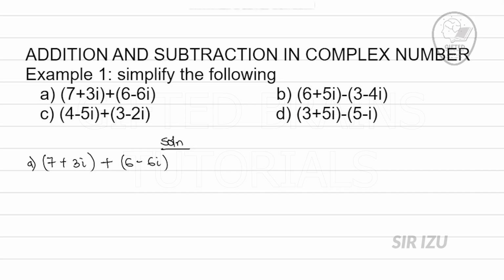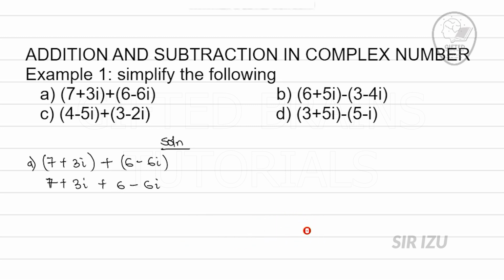Now let's take the A part of this addition and subtraction in complex numbers. The A says (7 + 3i) + (6 - 6i). We want to add up these two complex numbers. The first thing to do is to open the bracket, which is 7 + 3i, and then + 6 - 6i.